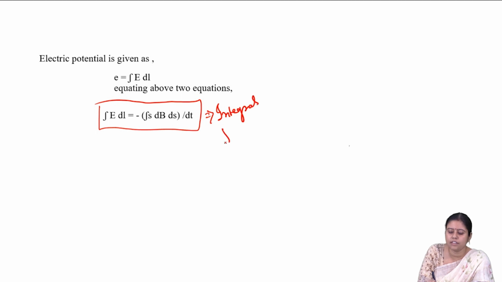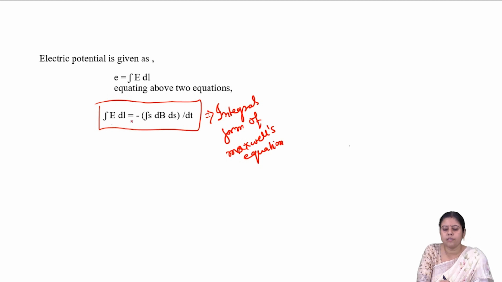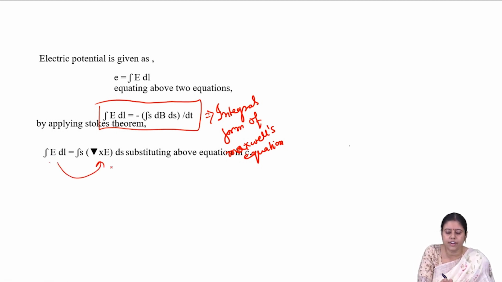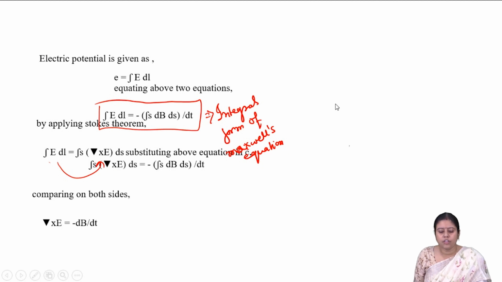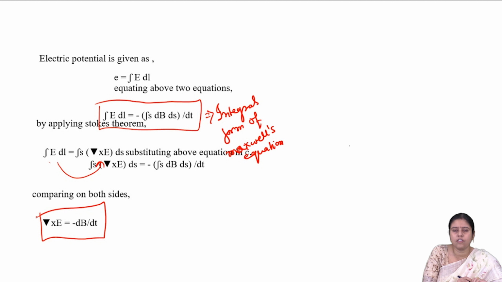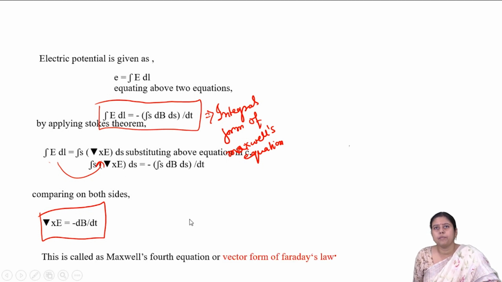Integral form of Maxwell's equation. Now it is dl on one side and ds on the other. How can we change this? We can change it by the Stokes theorem. So the integration of E dot dl can be written as curl E. If we equate both sides, we will get curl E is equal to minus del B by del t.